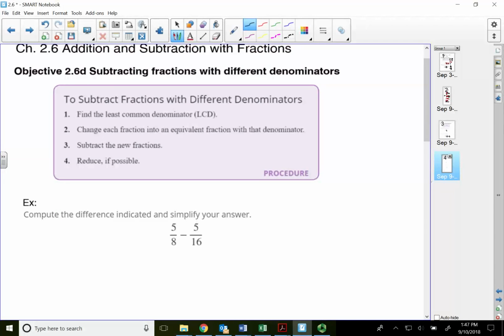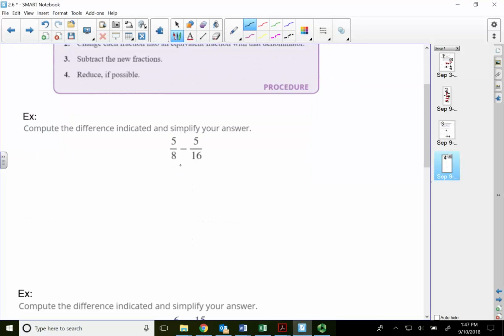So this is just like adding fractions with different denominators, where we've got to first find the least common denominator, then change each fraction into an equivalent fraction with that denominator, subtract the new fractions, and reduce. Okay, so we cannot just subtract the denominators. We've got to find the LCD first before any subtraction can take place.